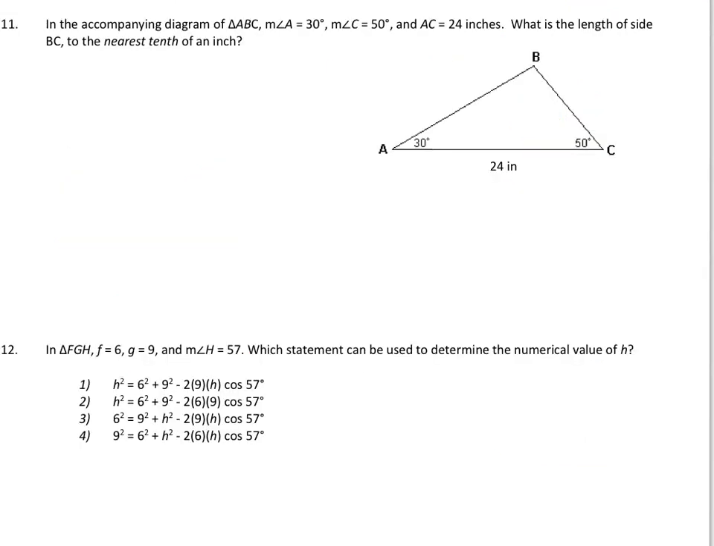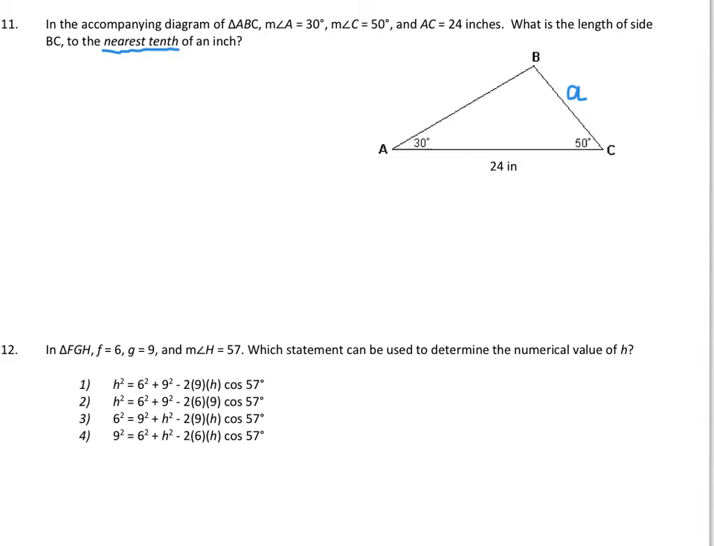All right, number 11. So it says in the accompanying diagram of triangle ABC, the measure of angle A is 30, the measure of angle C is 50, and AC is 24 inches. So they give us all that. All right, what is the length of side BC? So here's side BC. Now, since that's across from angle A, I'm just going to call that side A, like little a. So what is the length of that side to the nearest 10th of an inch?